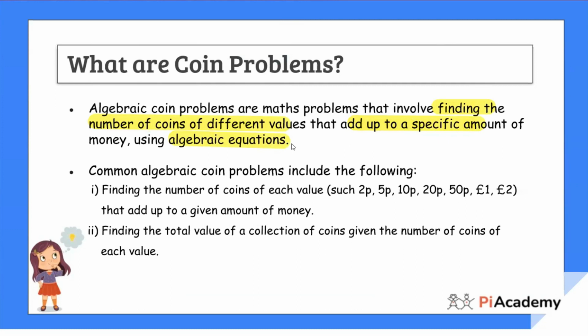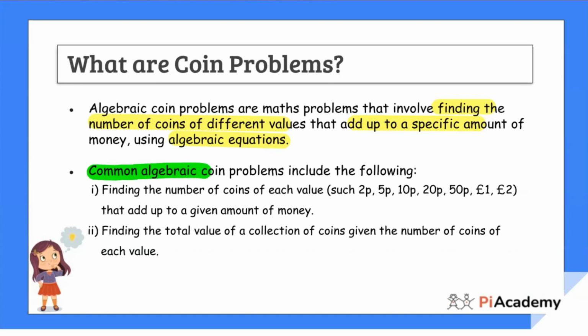For example, you have £5, and let's say you have just 2p and 5p coins. What is the number of coins of 2p and 5p? Basically, you need to make an equation, and that equation can be solved by simultaneous equations, like the elimination method, right? So two things are required. First is equation forming, and the next is, after forming the equation, you can use the elimination method to get the values. So let's talk about common algebraic coin problems.